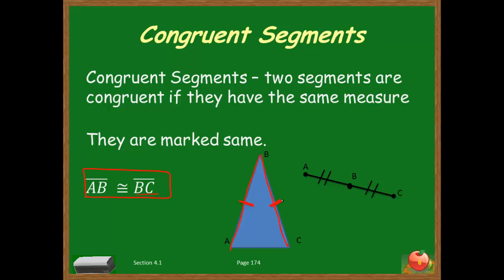On the triangle, the two congruent segments have a single mark. On this diagram, segment AB has two marks and segment BC has two marks. This shows that the segments are congruent.